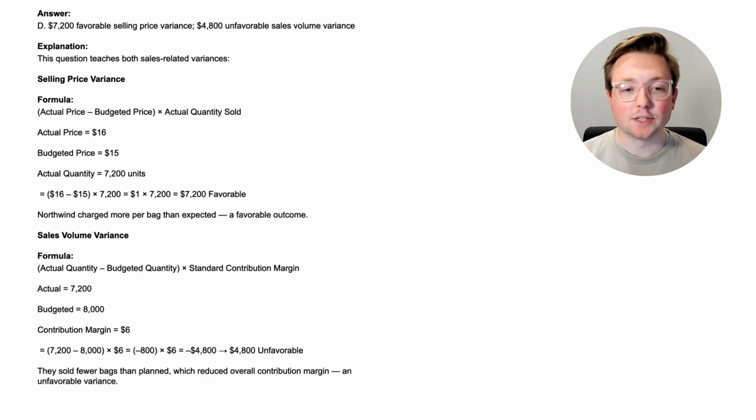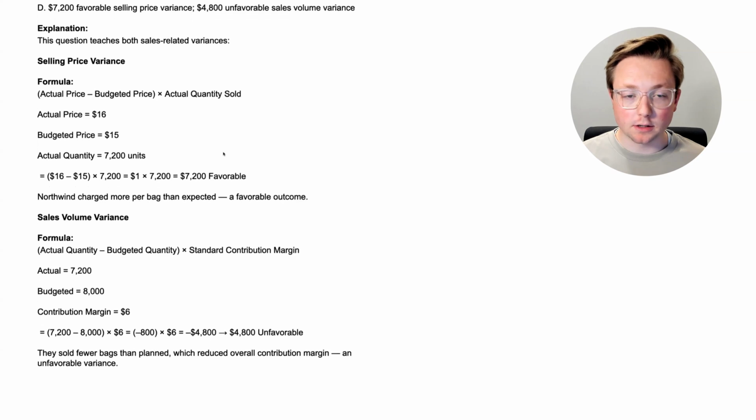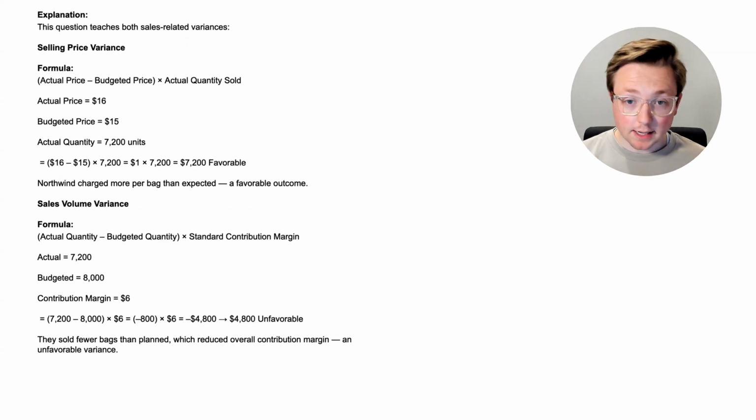All right, here we are. The answer is D, $7,200 favorable selling price variance and a $4,800 unfavorable sales volume variance. So let's dive into this. Again, it's going to be very similar to what we've talked about so far. You're just applying it in slightly different ways or in slightly different circumstances. So let's scroll down a little bit just to see the explanation a little bit better. It teaches about the sales related variances.